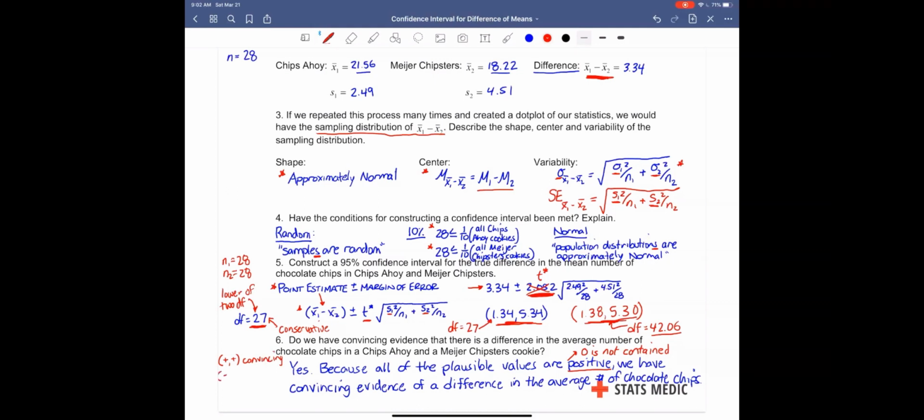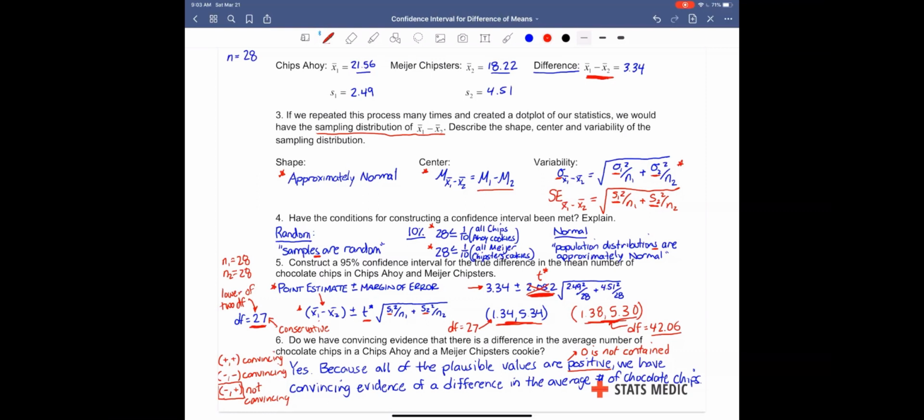If we had got a confidence interval that was both negative and negative, that would also be convincing evidence of a difference, but in the other direction, that the Meyer Chipsters had more chips. It's only when we have an interval that goes from negative to positive that we do not have convincing evidence. And the reason is because that interval would contain the value of 0, and we would say that it is plausible that there is no difference.